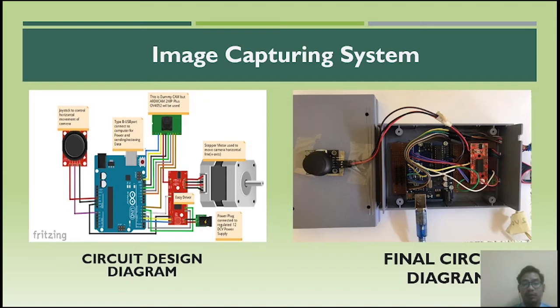So for the image capturing system, we have a circuit diagram and the final circuit diagram. To capture the image, we have to attach the camera on the vertical farming. The camera will be attached to the slider above the plant. A stepper motor will be used to move the slider right and left horizontally. The joystick is an analog input to control the motor rotation.